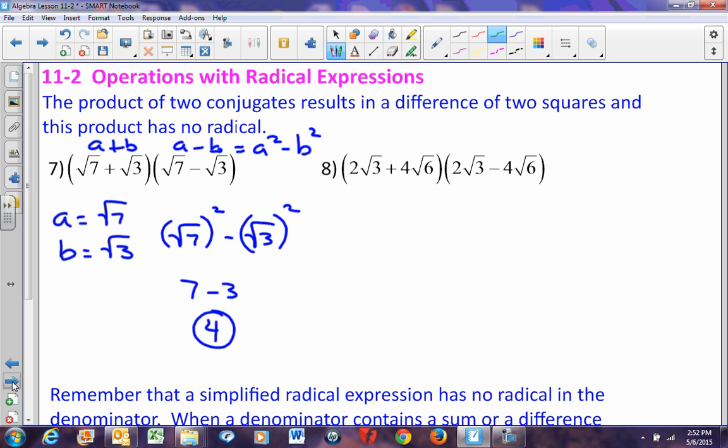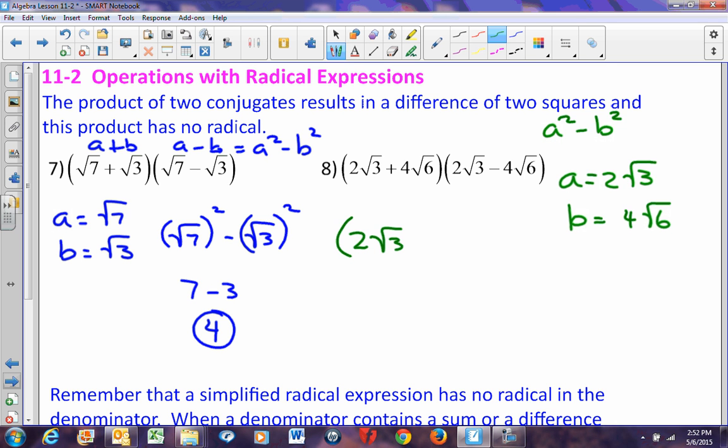Again, A plus B times A minus B, which is A squared minus B squared. My A term is 2 square roots of 3. My B term is 4 square roots of 6. Remember, signs are taken care of with the problem. So it's A squared, 2 square roots of 3, quantity squared, minus B, 4 square roots of 6, quantity squared.